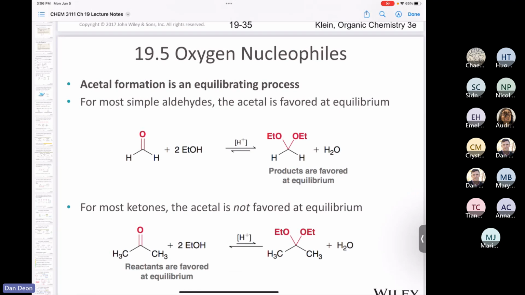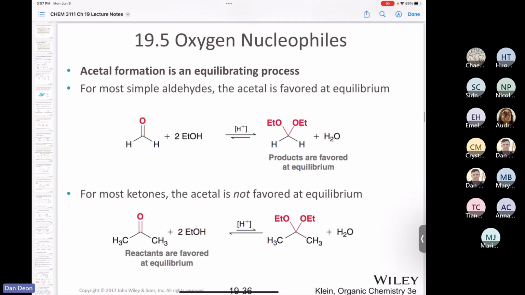So acetal formation is an equilibrating process. And it says here that for most simple aldehydes, the acetal is favored. However, if you have a ketone, the acetal is not favored in that case.